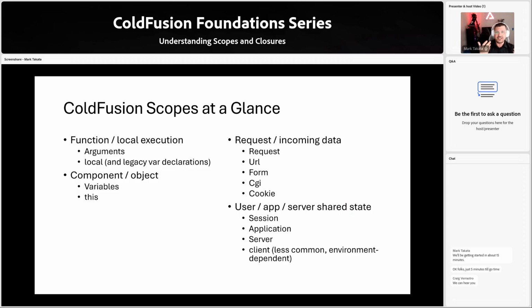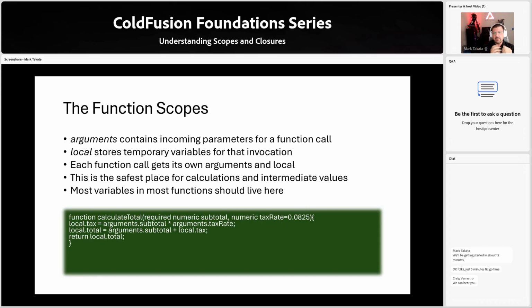But then there's also things like CGI. CGI is a really interesting one. CGI is a read only scope that is provided by the server, right? So it can share a variety of things with you, but you can't write to it, right? And then the cookie scope, which has its security implications as well. And then you've got your user, app, server shared states, right? So session, application, server, and then client is a really interesting and kind of oddball one that I had completely and utterly forgot that it even existed. So yeah, let's get into it. So let's talk about the function scopes.